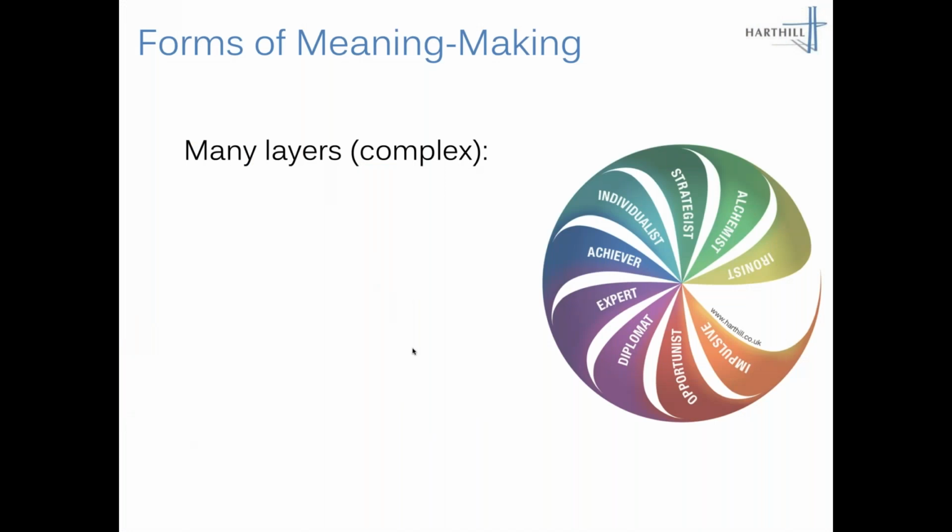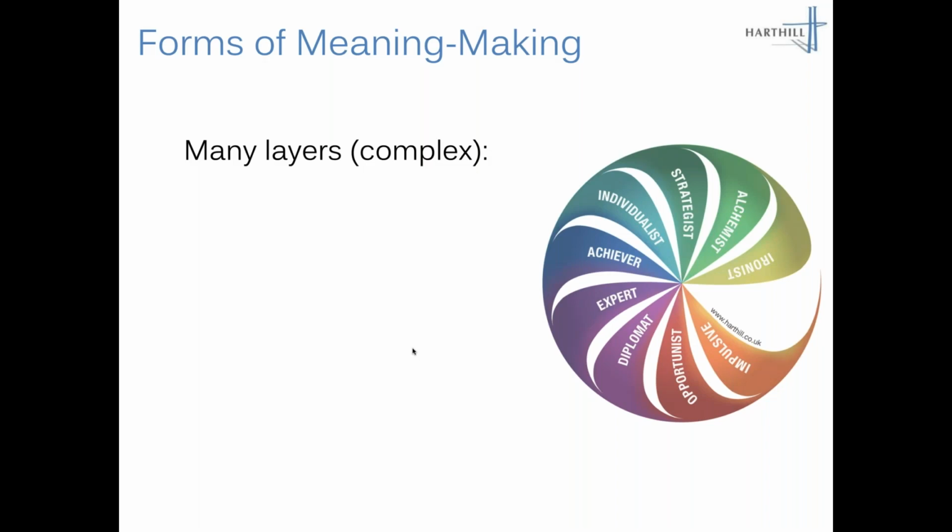So when we talk about forms of meaning making, which is what the LDF refers to, and each of these labels you can see on the right here, so impulsive, opportunist, diplomat, expert, they're very simplistic labels, but what they refer to are these enormously diverse and complex forms of meaning making. You could describe them almost like worlds of meaning making, different worlds.